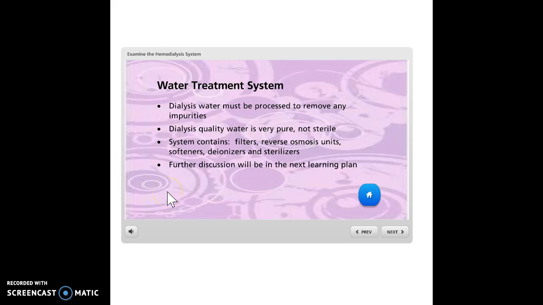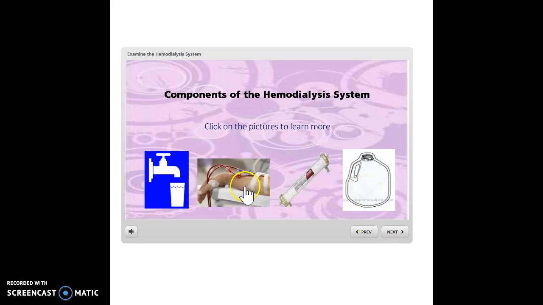Different components of the hemodialysis system. You've got the water treatment system. This is going to be very pure, not sterile water. It's used in conjunction with the dialysate as well as the bicarbonate. And you're going to learn more about this in the upcoming learning plans. But really it must be processed to remove any impurities in this water. A dialysis patient is exposed to a ton more water than any normal person would be, and that is why it needs to be extra pure.